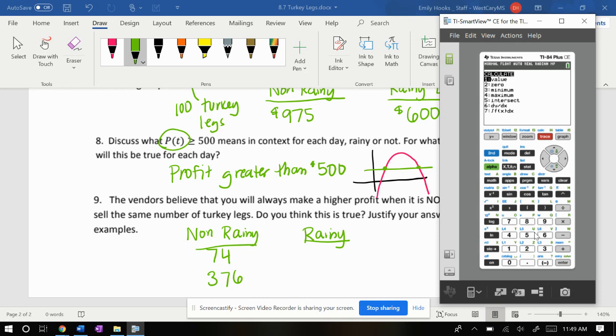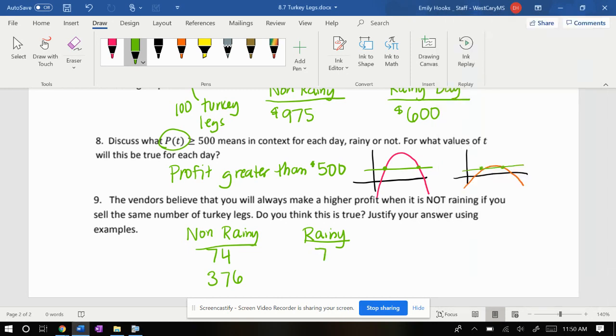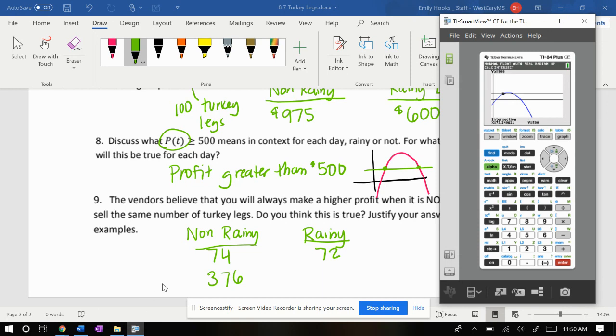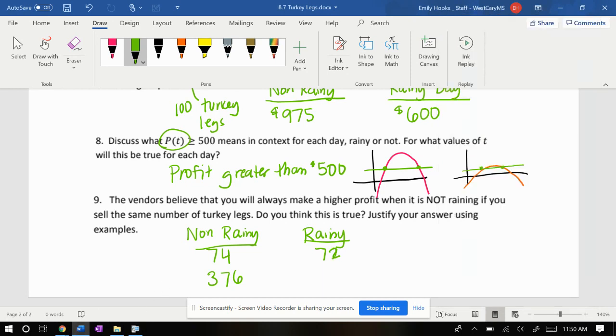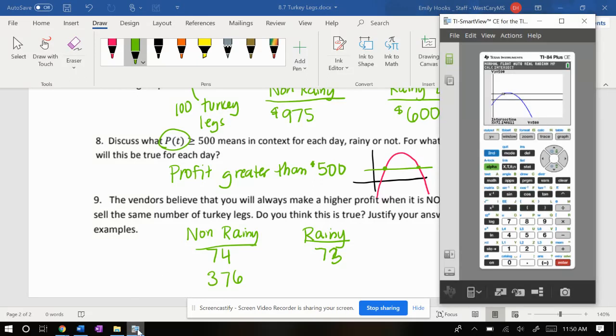So second, trace 5, and then I've got to move my cursor as close to the intersection that I want as possible. Enter, enter, enter, and I get 72, which gives me about 500. 72.1, so actually we'd have to do 73, because 72 would give us like $499. And then we'll do it one more time. Second, trace 5, and then get as close to your intersection as possible. And we get 147.85, but if we do 148, it's going to get us less than $500, so we'll do 147.